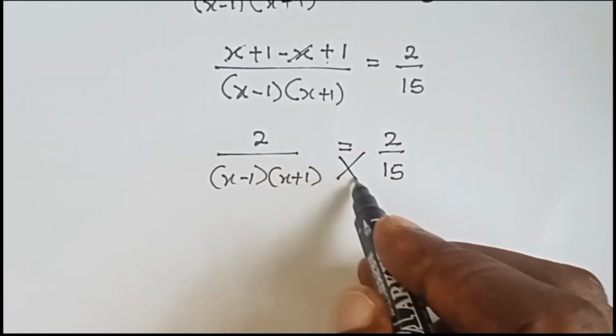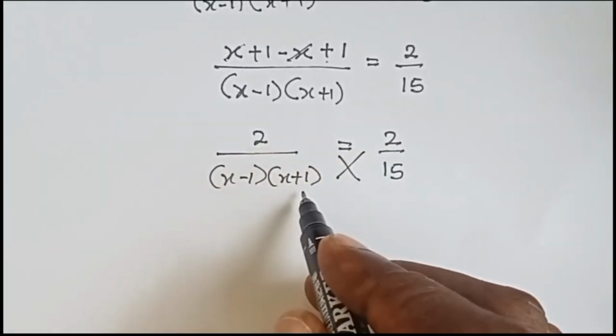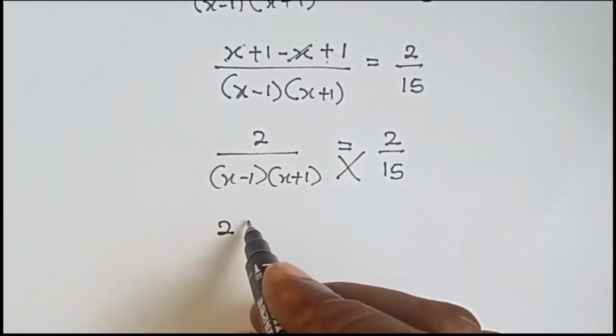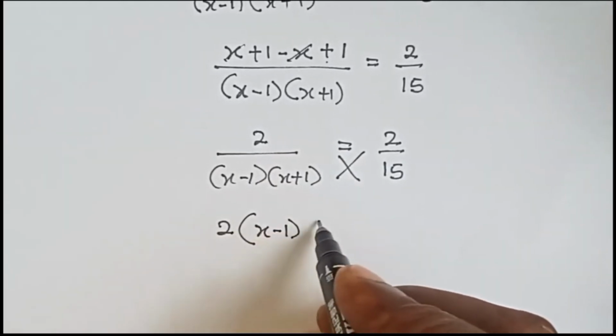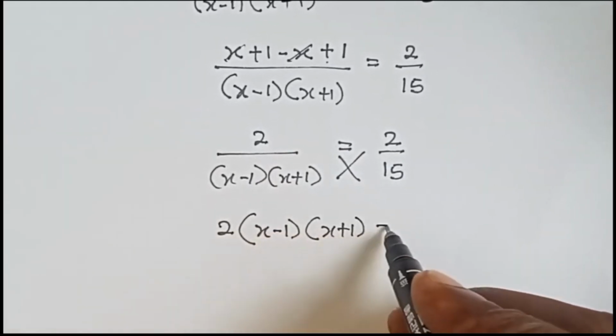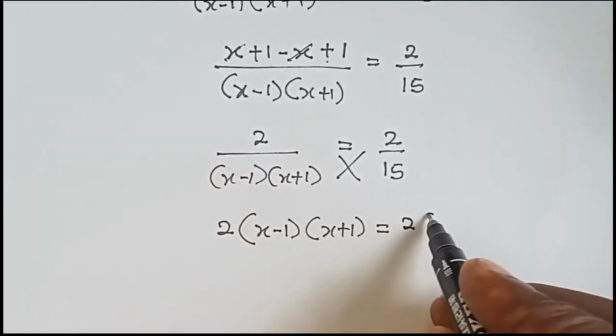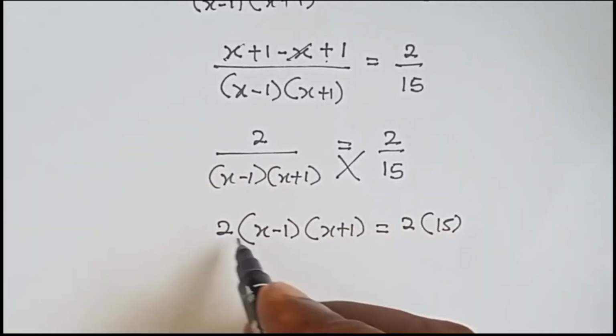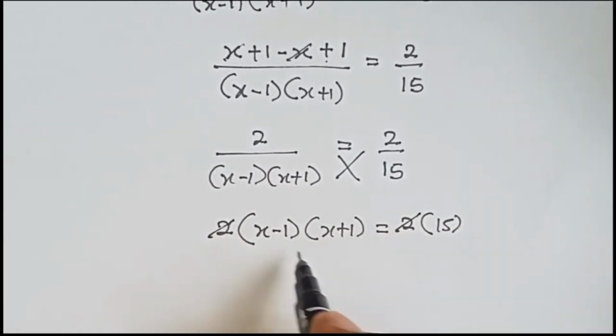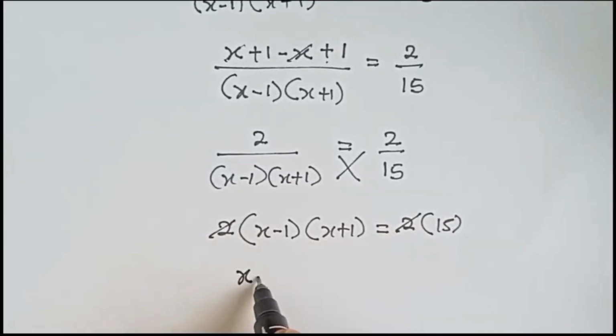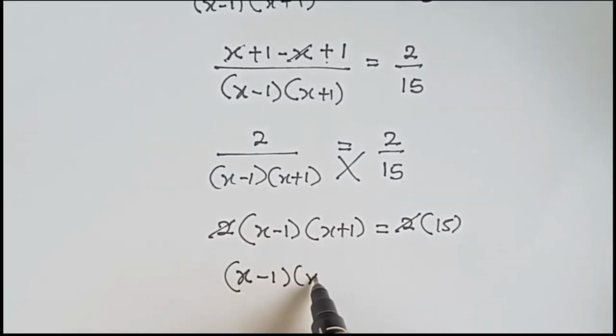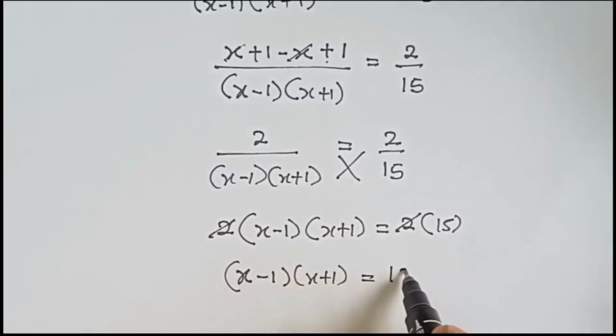Here we can cross multiply. This multiply this and this multiply this. So we have 2 multiplying x minus 1, x plus 1, and then we have 2 times 15. These two, we cancel these two, we have this. So we have x minus 1, x plus 1 equals 15.